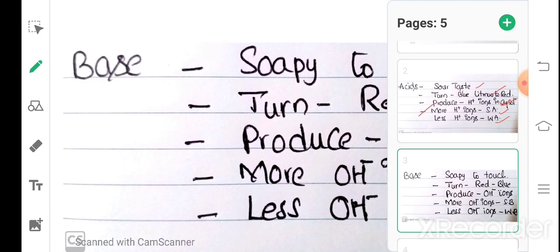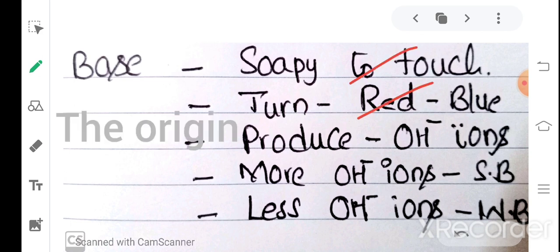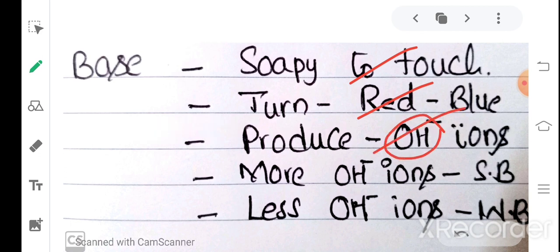Next point is bases. Bases are soapy to touch, and they turn red litmus blue, and bases produce OH minus ions. OH minus ions are hydroxide ions, and H plus is a hydrogen ion. Bases produce OH minus ions, that are hydroxide ions, and if more OH minus ions are produced, that is called a strong base, and fewer, that is a weak base.